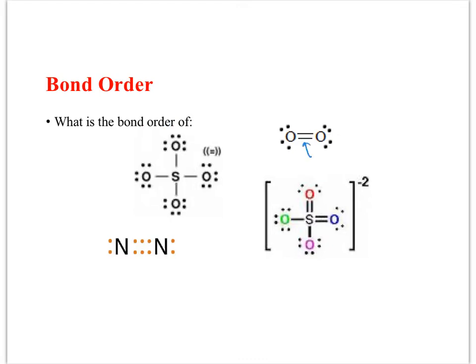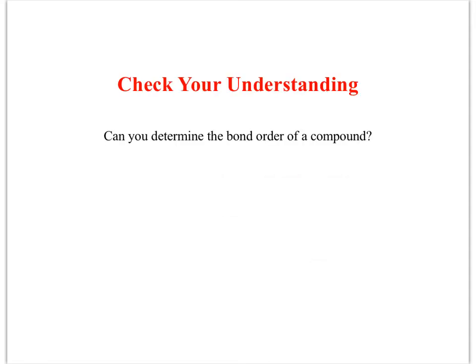So this would be a bond order of 2. These would be a bond order of 1. This would be a bond order of 3. A 2, a 2, a 1, a 1. So yeah, that's real exciting. That's about it though. Okay, so that's how you determine bond order.